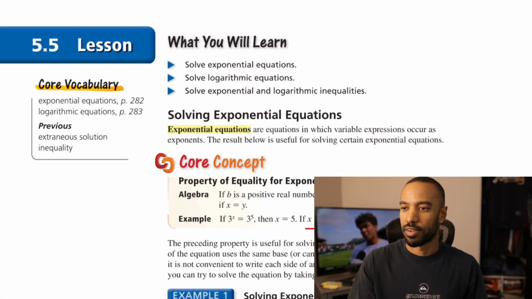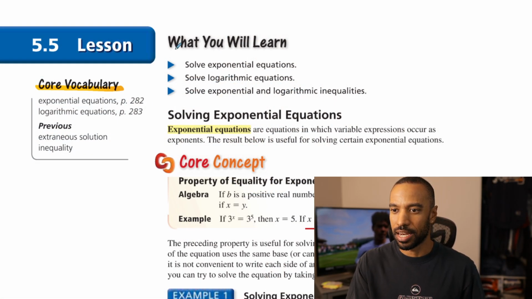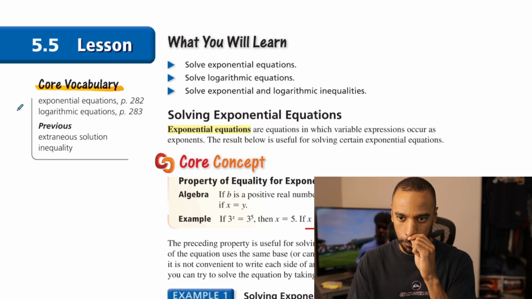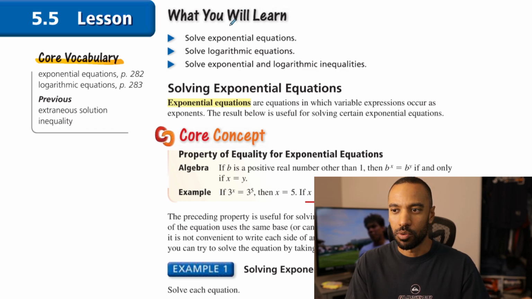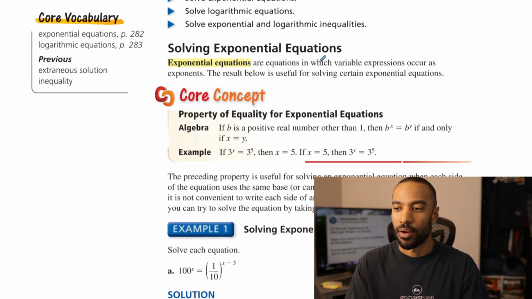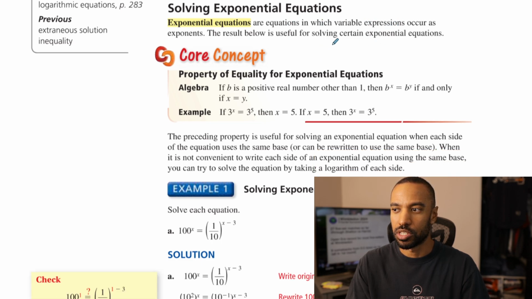We are going to solve exponential and logarithmic equations and inequalities. That's a straight up thing. And our vocab is exponential and logarithmic equations. So not much to say on what you will learn other than let's see how to learn this stuff as a whole. Now, exponential equations are equations in which the variable expressions occur as exponents. Again, variables in the exponent. We have to solve it in a certain way.